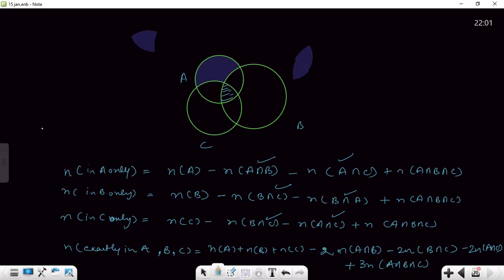Is the formula clear? And here, you can replace n with probability. This is applicable for probability as well, and for the number of elements in A only, that as well. So with the example of A only, we are able to understand about all three, and how we can find out the number of elements that are there exactly and only exclusively in A, B, C, right? Yes, sir. Okay.